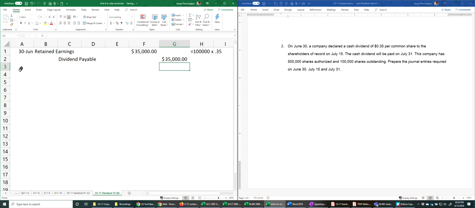And that's all we need on June 30th. It references July 15th, but that is distractor information or confusion because you don't need an entry on July 15th. The date of record just means whoever happens to own those shares, because presumably if you've got 100,000 shares, there may be some investors that have sold their shares between June 30th and July 31st. Whoever owns the shares on July 15th is entitled to that dividend.